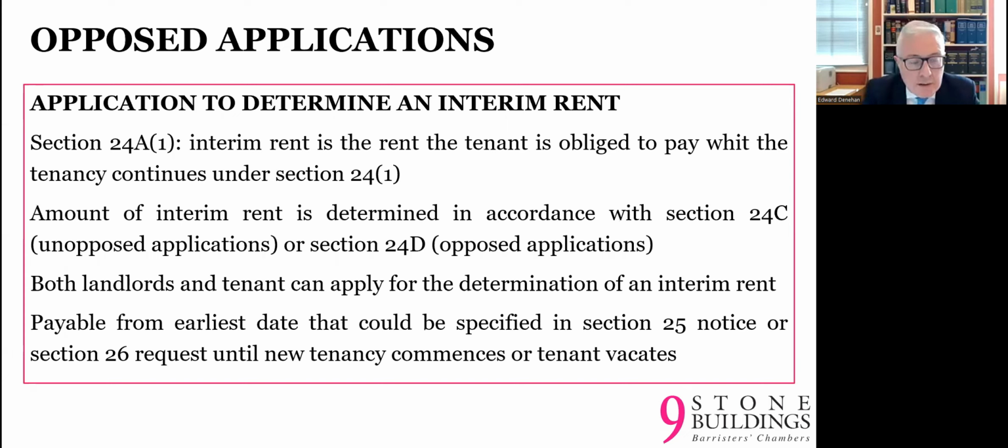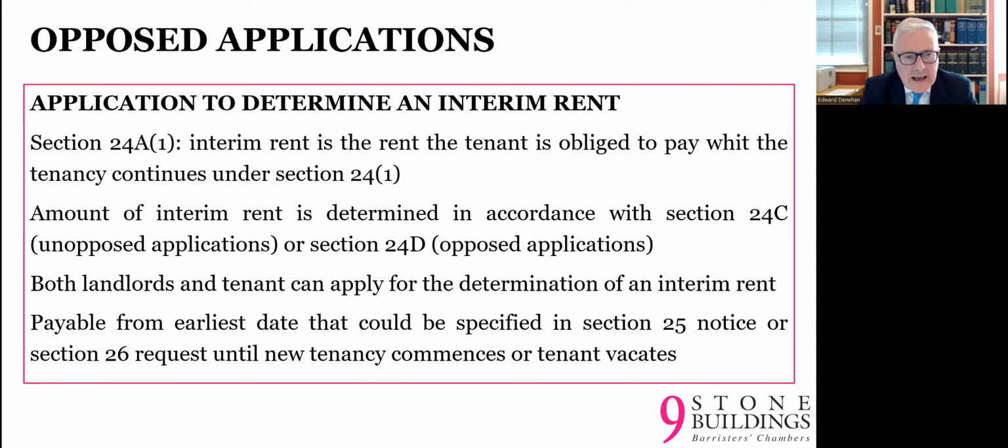Pausing there, there's a jurisdiction of the court under section 24 for either the landlord or the tenant to apply to the court to fix an interim rent. And an interim rent is the rent the tenant is obliged to pay whilst the current tenancy continues under section 24(1). In our case, the contractual term would come to an end on the 24th of March 2024, but because of the procedures that we're now boring ourselves with, the tenancy will be continuing after that date under section 24(1).